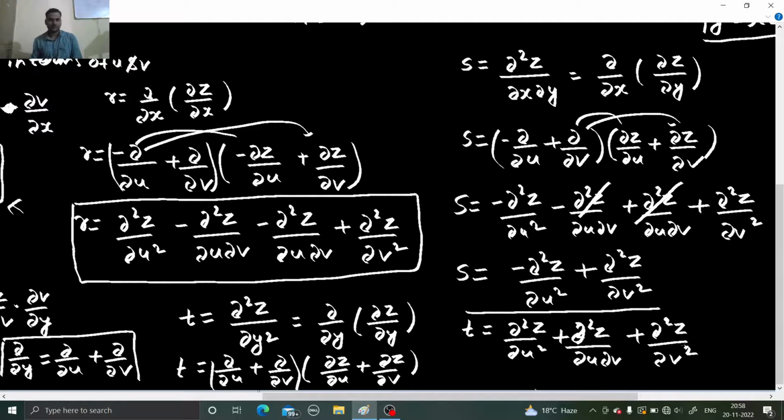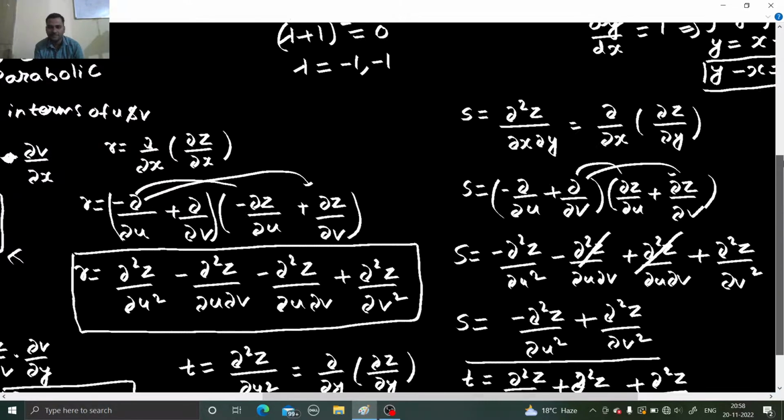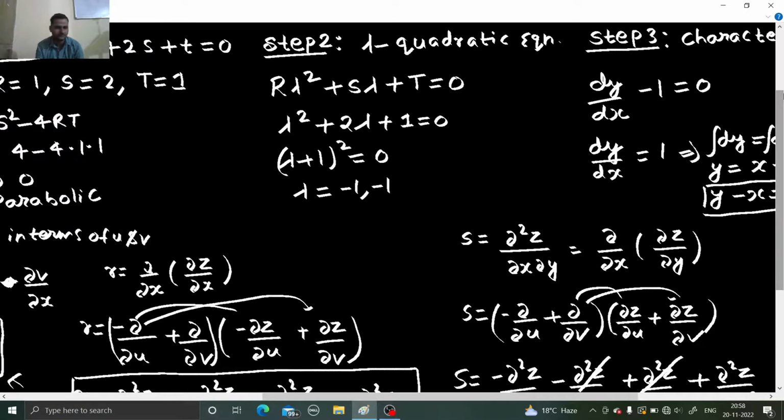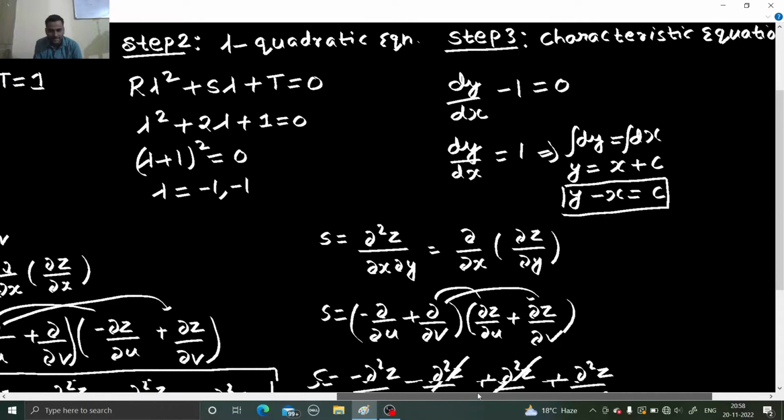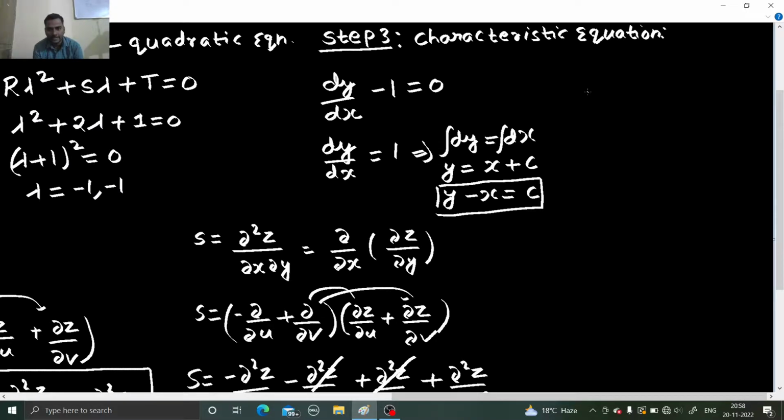Now put that back in the initial equation that we had. What was the initial equation that we had? R plus 2s plus t equals to 0. Finally I have a space. R plus 2s plus t equals to 0.